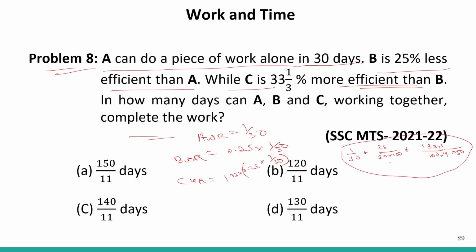So how many days will they take? It will be 100 into 4 plus 25 into 4 plus 133, whole by 30 into 100 into 4. That is equal to 400 plus 100 is 500, plus 133 is 633, by 3000 into 4, so 12000.